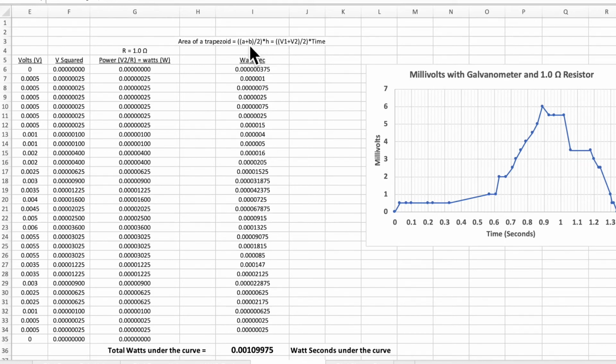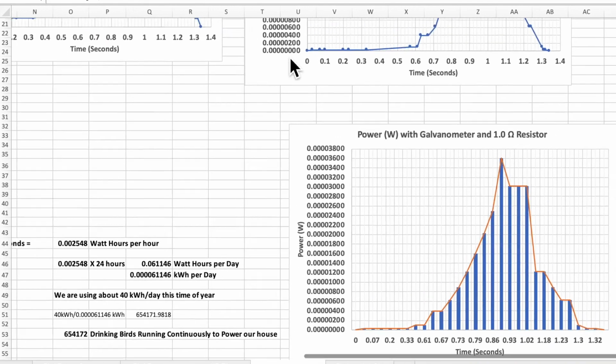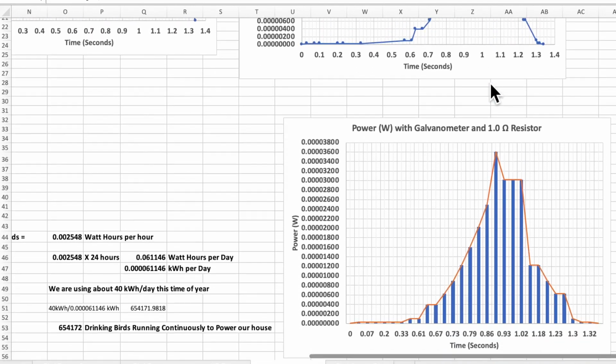And it's basically (A plus B) over 2 times H, the area of a trapezoid. Now, if you look over here, I converted this chart to a combo chart to make it a little bit easier to see.